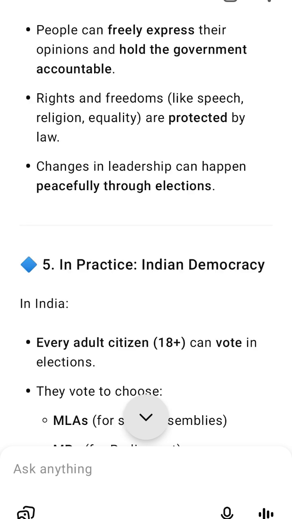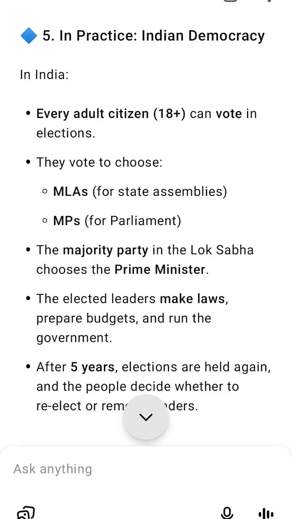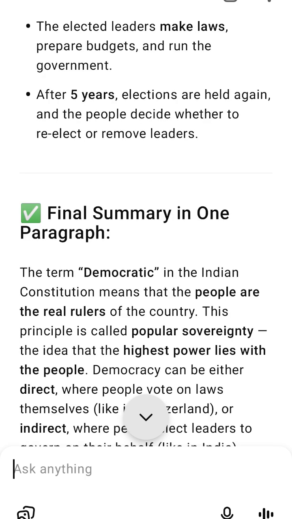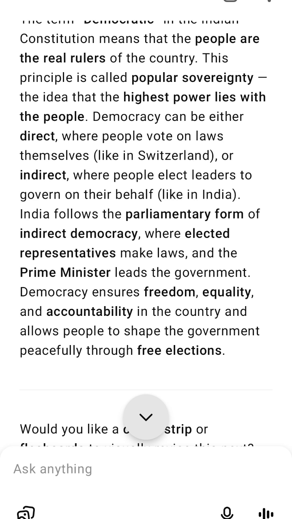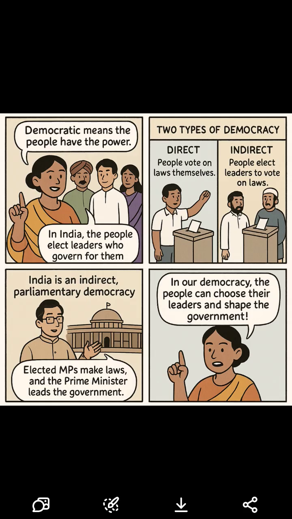3. Two models of representative, indirect democracy. Indirect democracy comes in two forms. Type, key feature, example. Parliamentary: people elect MPs, and the party with majority forms the government. The Prime Minister is the head of government. Examples: India, UK. Presidential: people directly elect the President, who acts as both head of state and head of government. Parliament and President are separate powers. Example: USA. India follows the parliamentary form.